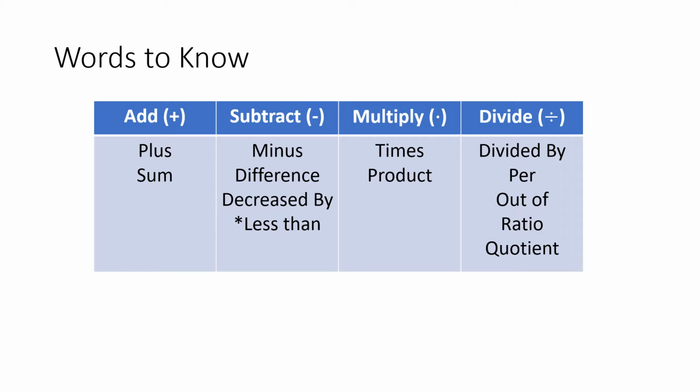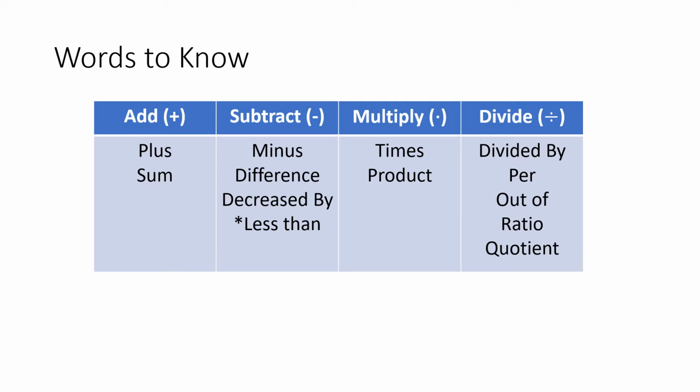For subtract, you will see minus, difference, decrease by, less than. Multiply, I am going to use a dot to represent multiplication here since we are doing algebra and typically x is used as a variable. So for multiply, we have times and product. For divide, you see divided by, per, out of, ratio, quotient.